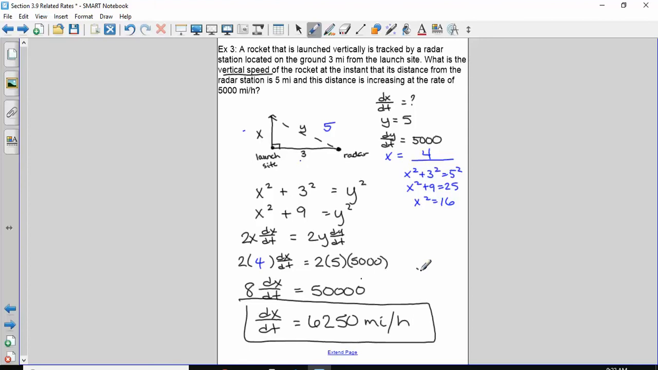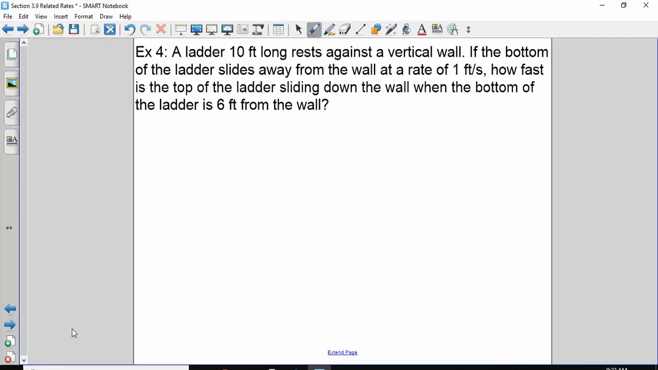Is that one all right? I think I'll do one more problem and then we'll stop for today. Take a second and read it and see if you can draw the picture.